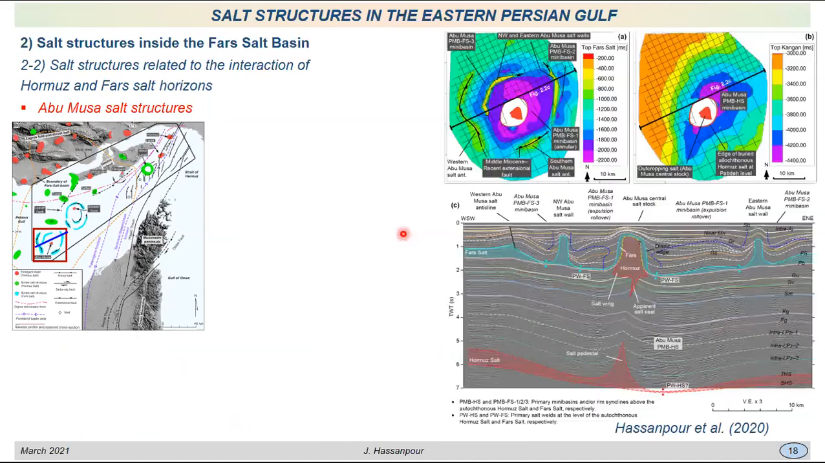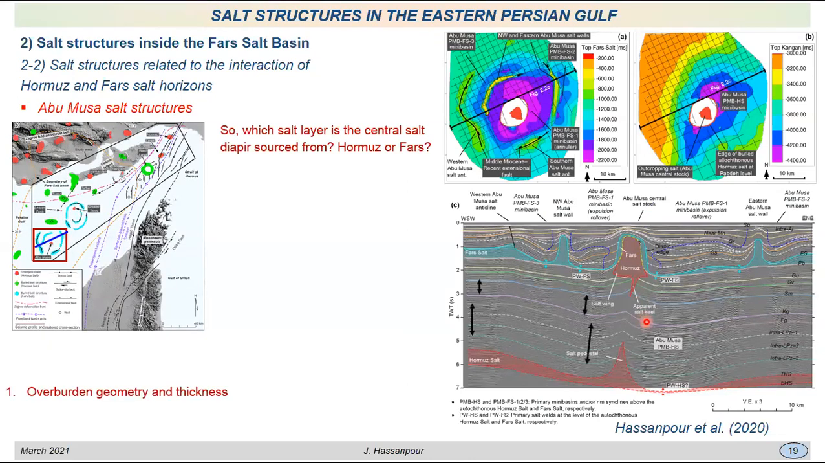But we have used exactly the same seismic line to investigate the source of diapirism in the central salt structure. To address this question, we have three lines of evidence. The first one is looking at the geometry and thickness of the overburden around this salt structure. As you can see, there is some thickening of the Mesozoic and Paleozoic sediment just around the diapir within this main basin.